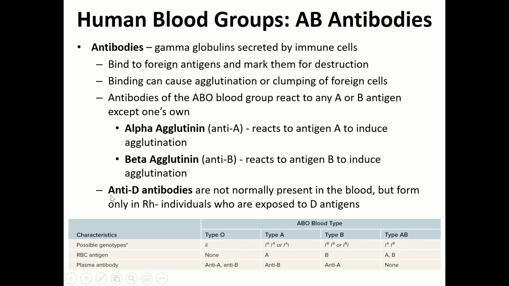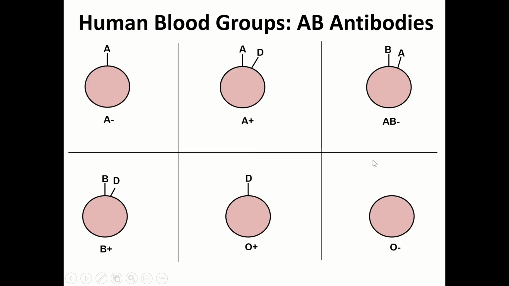Now, likewise, this individual is Rh negative, but as we said a second ago, anti-D antibodies are not normally present in the blood. This person would only start to have these if they were exposed to D antigens for some reason or another. So let's keep going with this.